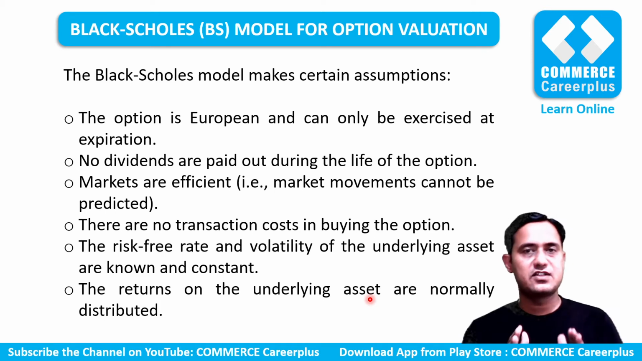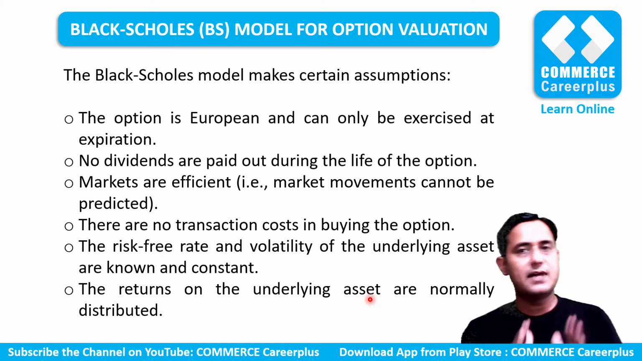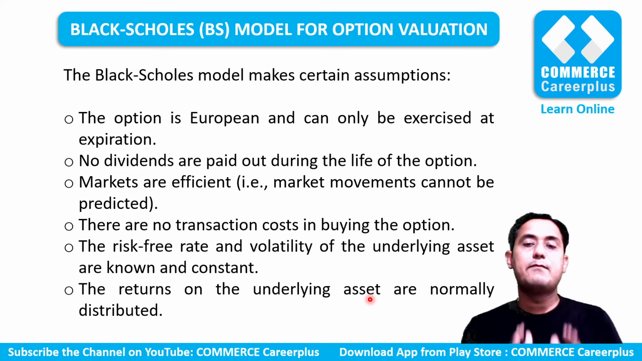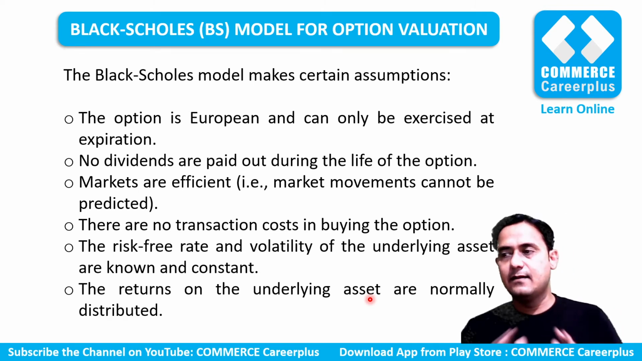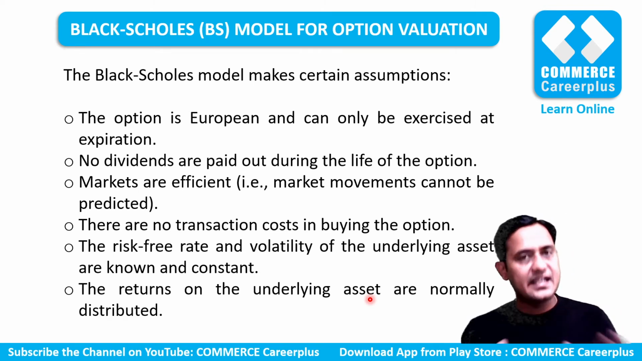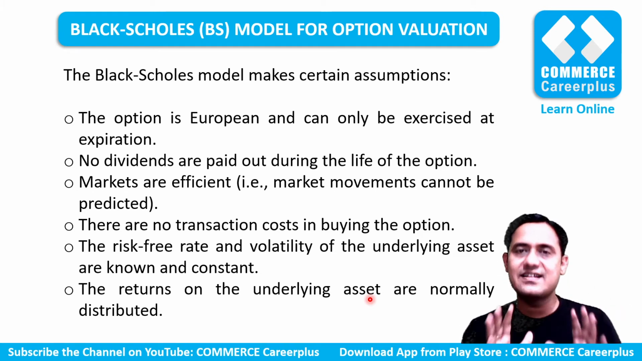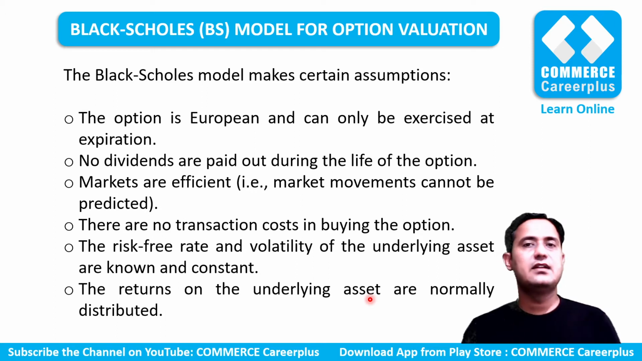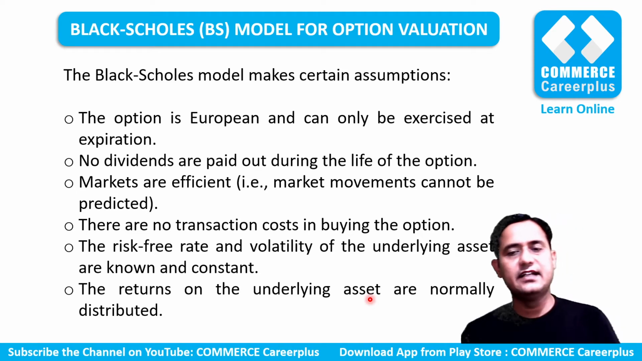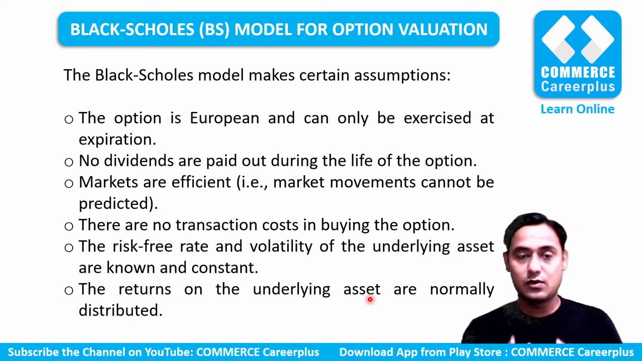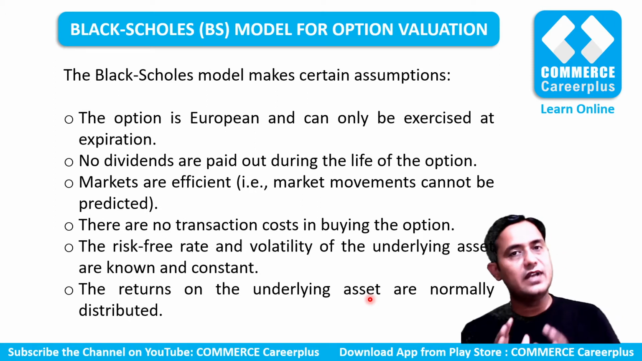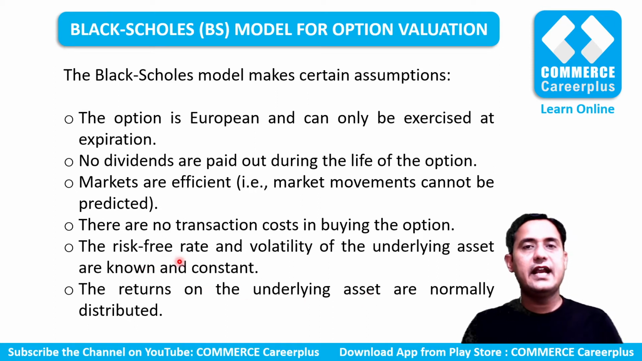Then markets must be efficient. मार्केट्स कैसे रहने चाहिए? मार्केट्स इफिशिएंट रहने चाहिए. It means market movements cannot be predicted. मार्केट का मूवमेंट प्रिडिक्टेड नहीं रहेगा. There are no transaction costs in buying the option. किसी प्रकार का कोई transaction cost नहीं है in buying the option. The risk-free rate and the volatility of underlying assets are known and constant. जो risk-free rate है और volatility है, that is standard deviation of the underlying assets, are known and constant.